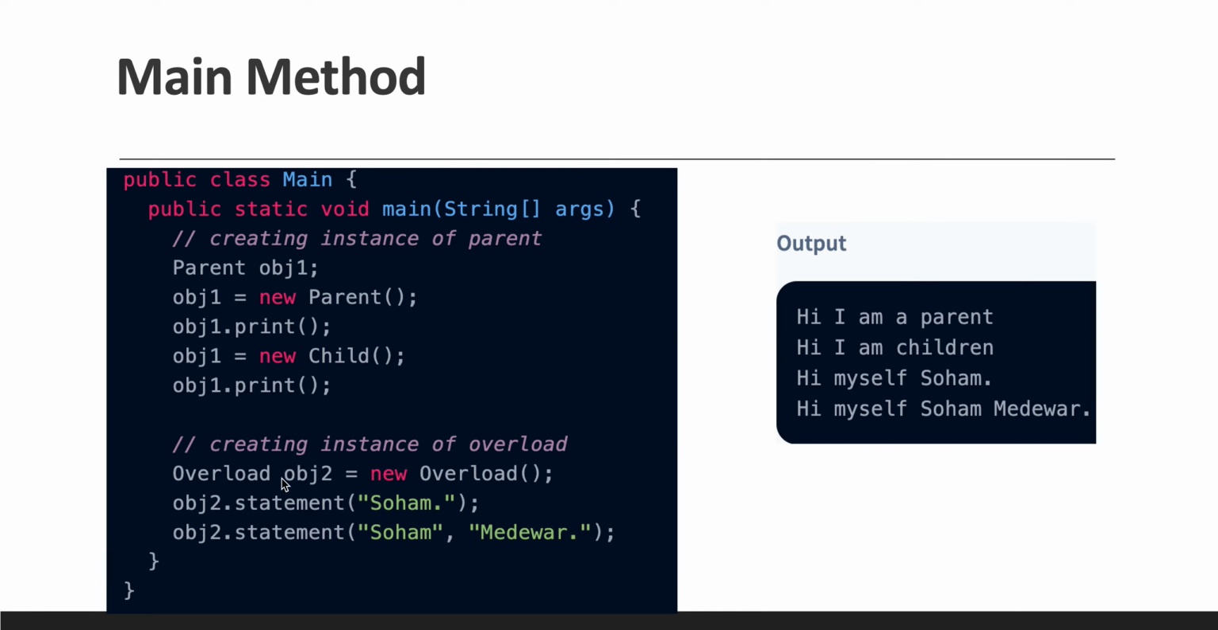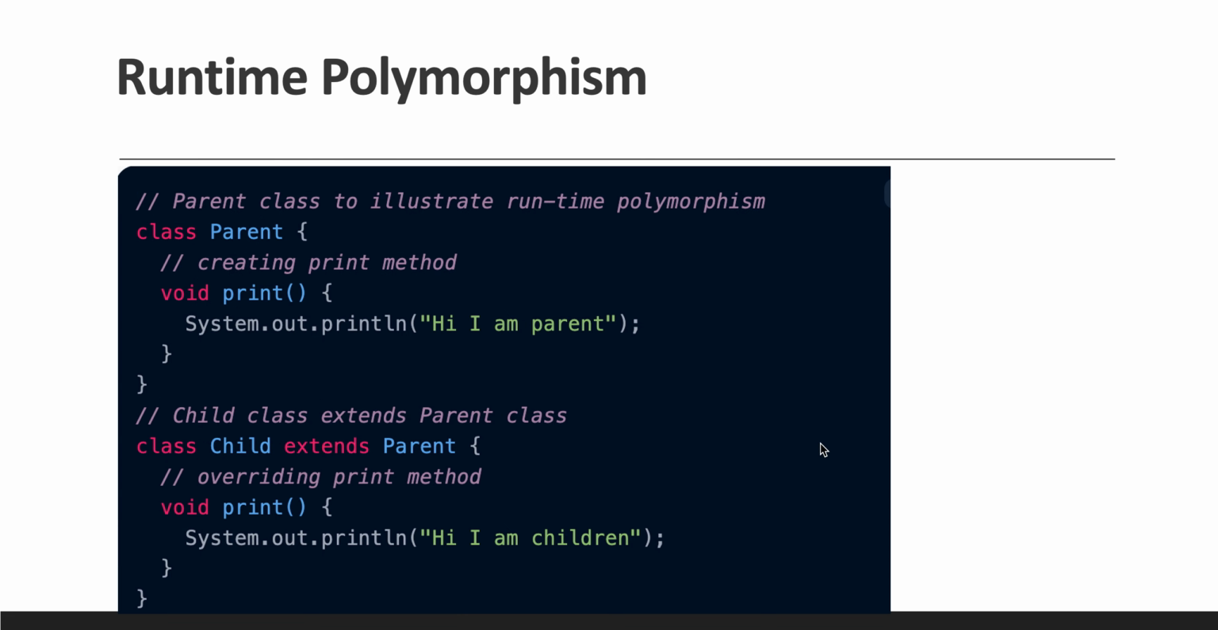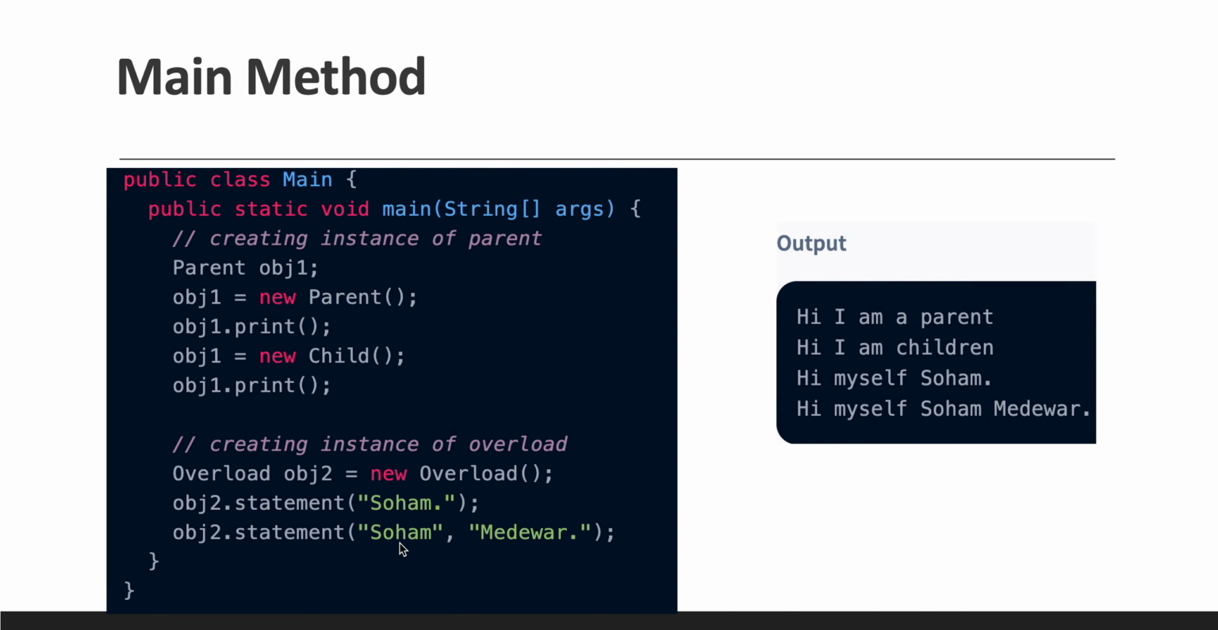And now using the same object and same method, if we pass two arguments, it is going to call the second method based on the arguments matching. So now it is going to print "hi, myself, first name and last name." What are the first name and last name that we have provided here? Sohan and Madheswar. So if you can see, we are calling the same method with the same object but with different arguments, and it is behaving accordingly.